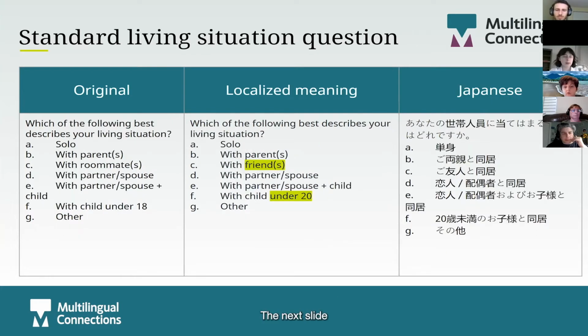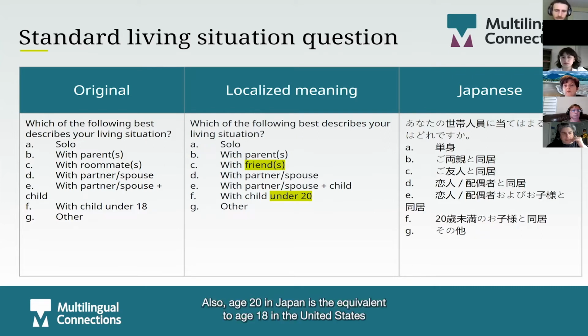The next slide, please. Thank you. Is about another question that is describing the participants' living situation. So the concept of roommates is common in Japan too, but Japanese people tend to room with friends, or at least people they know. So the idea of rooming with a stranger is becoming more natural, but since it's not an established trend yet, for this survey, we decided to change the option to living with friends instead.